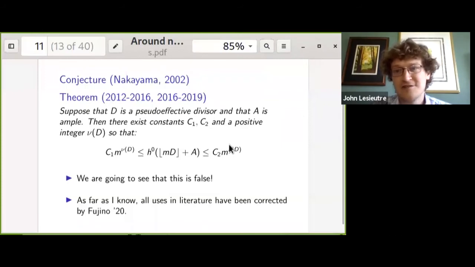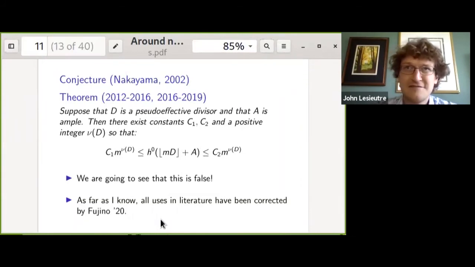This is also wrong. It looks like Fujino has fixed everything though. So if you're using results related to this stuff, you should tread a little carefully. But as far as I know, the fact that this thing is not true is not going to cause the sky to fall in any serious way. So those two versions of abundance are equivalent again, thanks to this other recent work of Fujino.